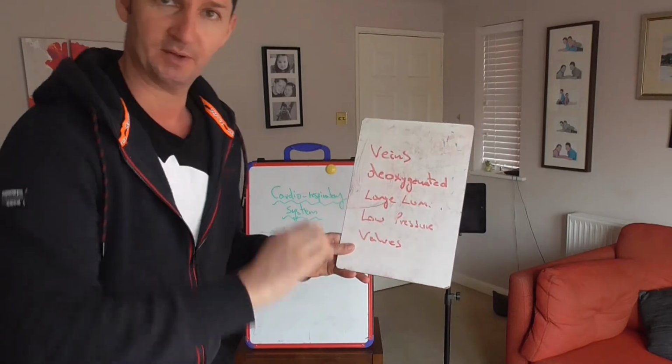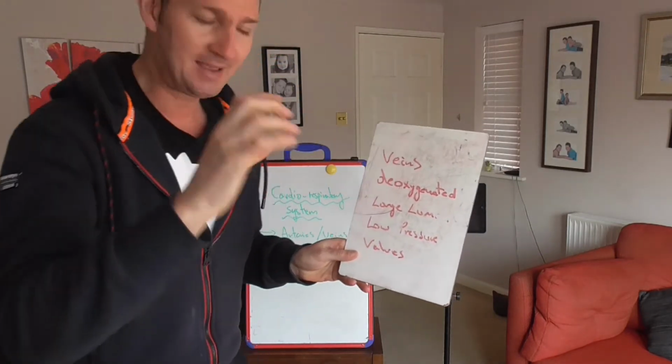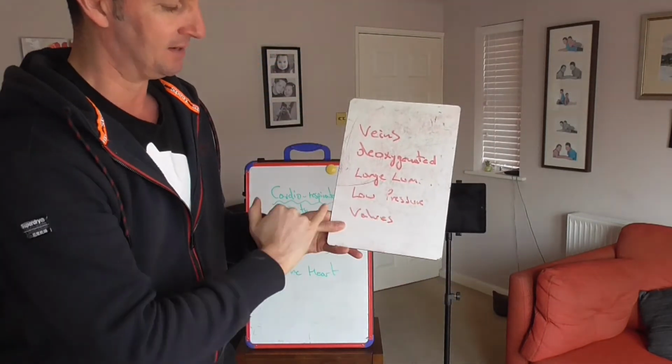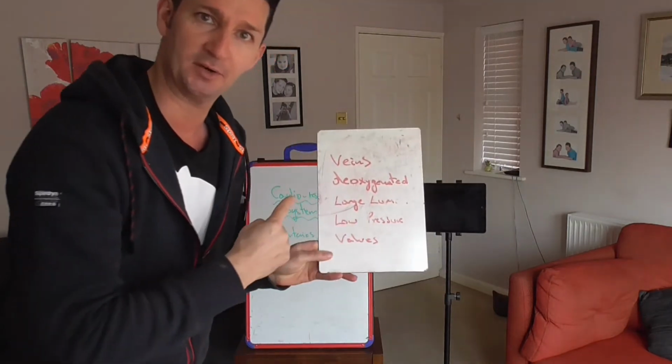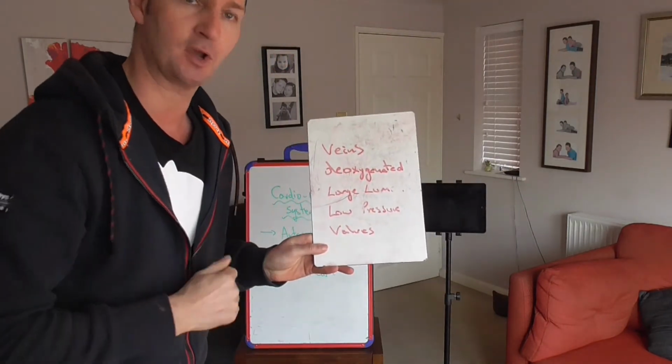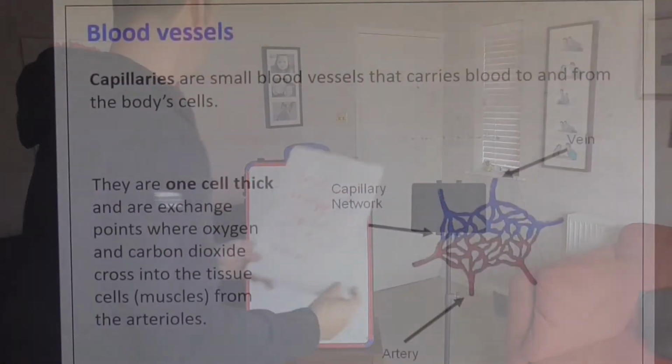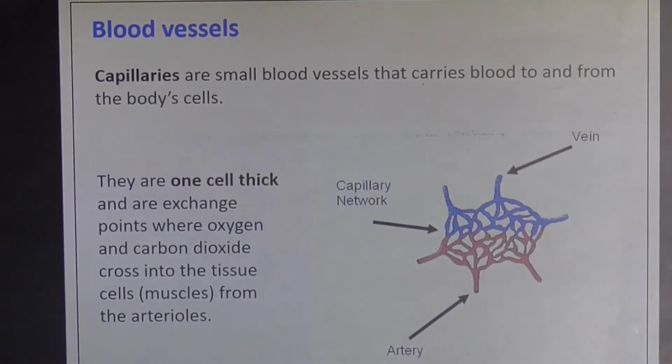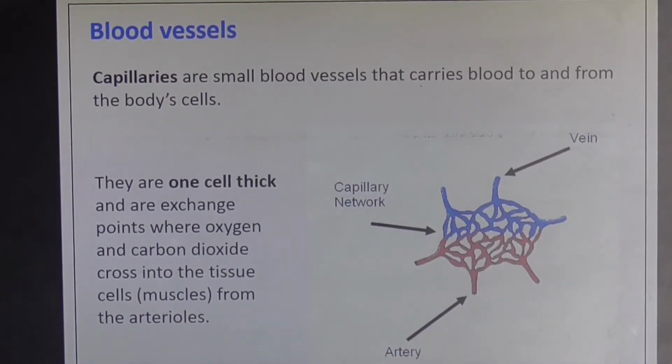They have a large lumen, which means the hollow bit in the middle is big, so there's low pressure for the blood, and they have valves to stop the blood going backwards, to make sure that it only goes in one direction. Okay. Right then, as well as arteries and veins, we've got capillaries.